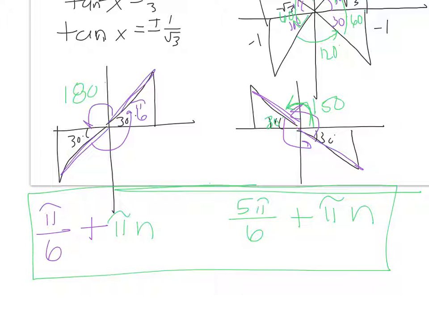So when you're checking to see if you can shorten up your answer, you can if you have the same degree measurement or radian measurement in between your transversals.